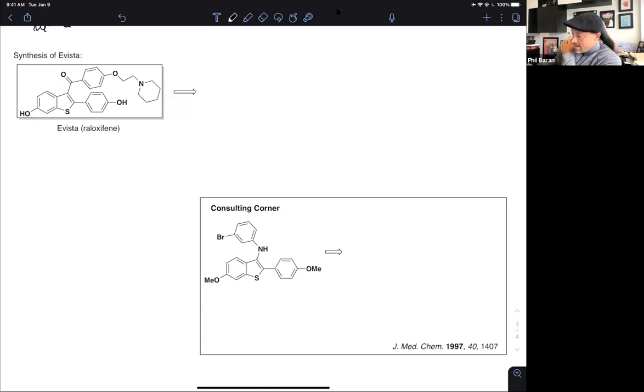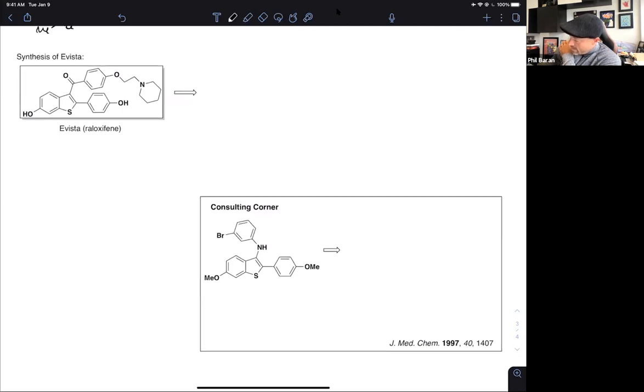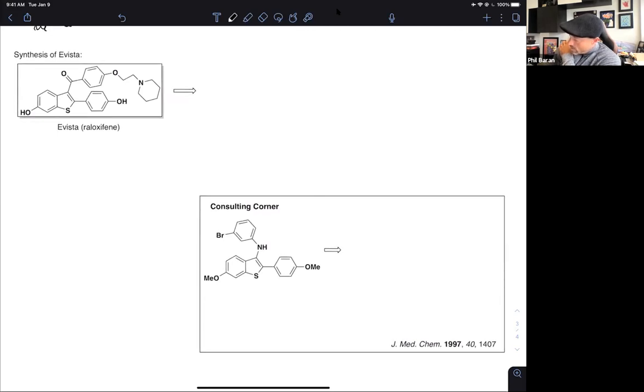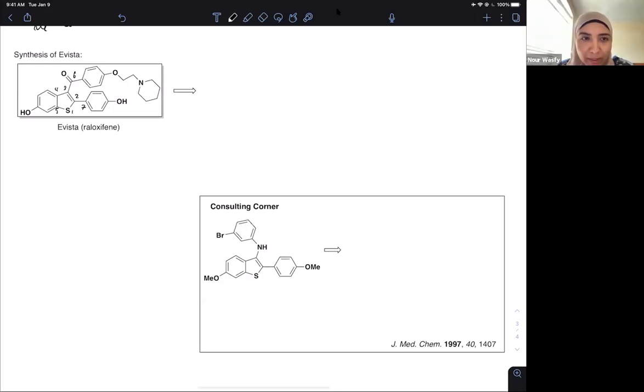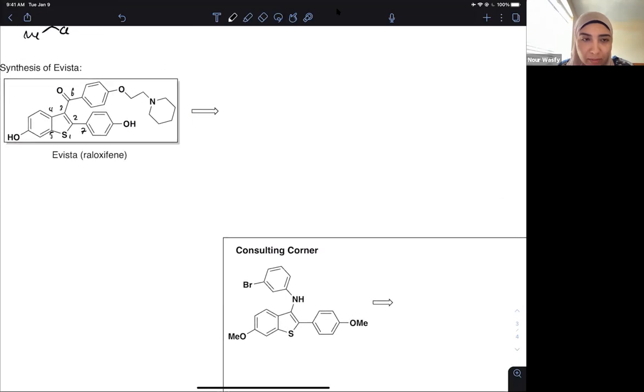Now, I need some help in putting this thing together. So what disconnections might we think about? And maybe Nyor, who is so good with the furan, benzofuran, can help us out again with the benzothiophene. I think one thing that comes to mind right away is the biaryl. Maybe to disconnect that through coupling.